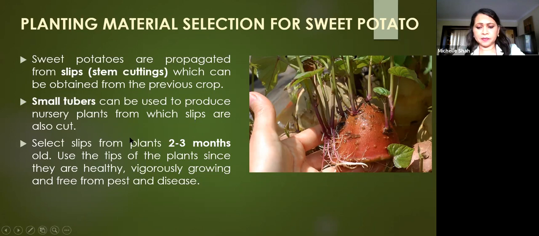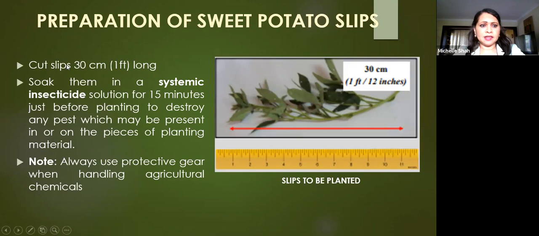Preparation of sweet potato. Cut slips 30 centimeters or 1 foot long. Soak the slips in systemic insecticide solution for 15 minutes just before planting to destroy any pests which might be present in or on the pieces of planting material. Always use protective gear when handling agricultural chemicals. So this photo shows you slips to be planted.